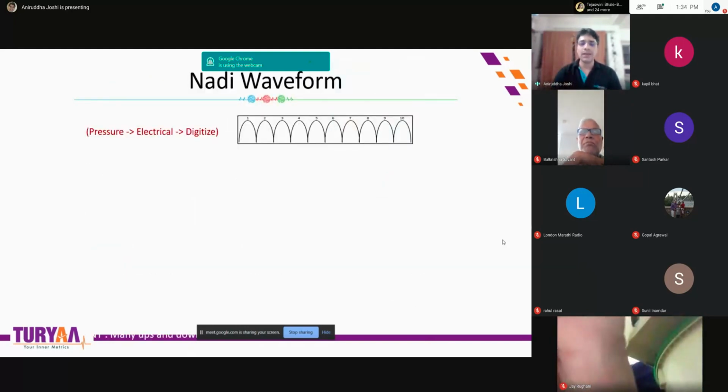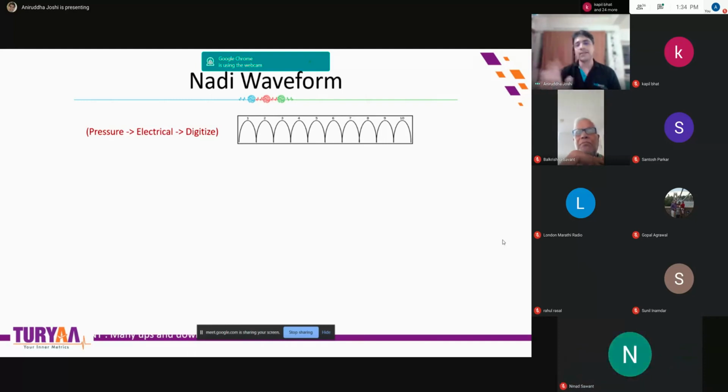So, in a very simple manner, suppose we are collecting data for 10 seconds. Essentially, it's tuck, tuck, tuck, tuck. These are how pulse beats you can feel. Even you can feel it manually. Everyone can actually do that.